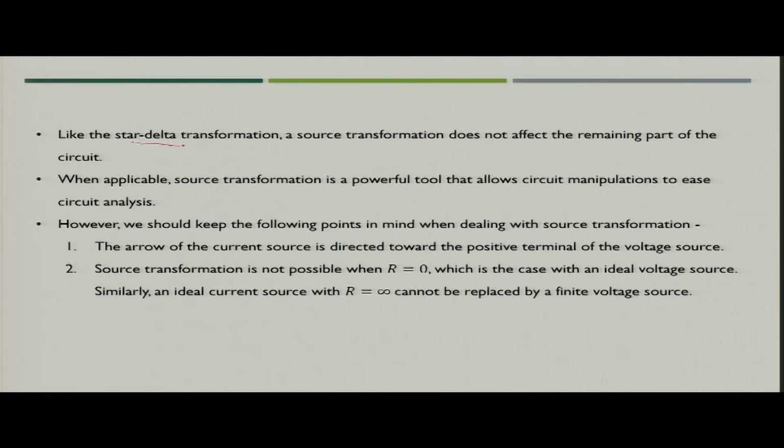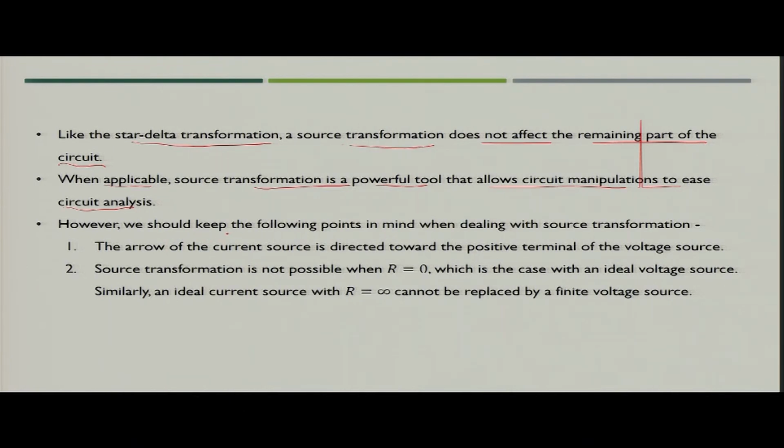Like in a star delta transformation, the source transformation does not affect the remaining part of the circuit. So, you will apply them for one particular segment of the circuit, but this will not impact the rest of the circuit. So, when applicable, the source transformation is a powerful tool that allows circuit manipulation to ease the circuit analysis. So, wherever you see the possibility of source transformation, you apply them and make the circuit simpler.